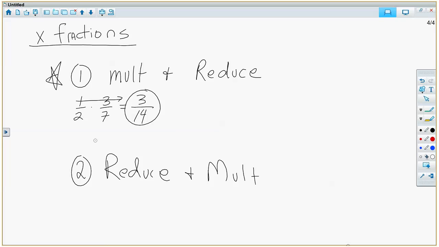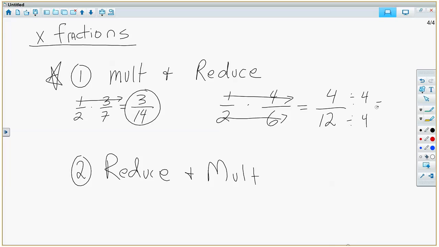All right, so here's another one. 1 over 2 times 4 over 6. What's 1 times 4? 4. What's 2 times 6? 12. And what happens with 4 and 12? What can you do with 4 and 12? Why? How do you know? They're both even, and you know that from the previous section 5.1. So divide by 4, divide by 4, you get 1/3.